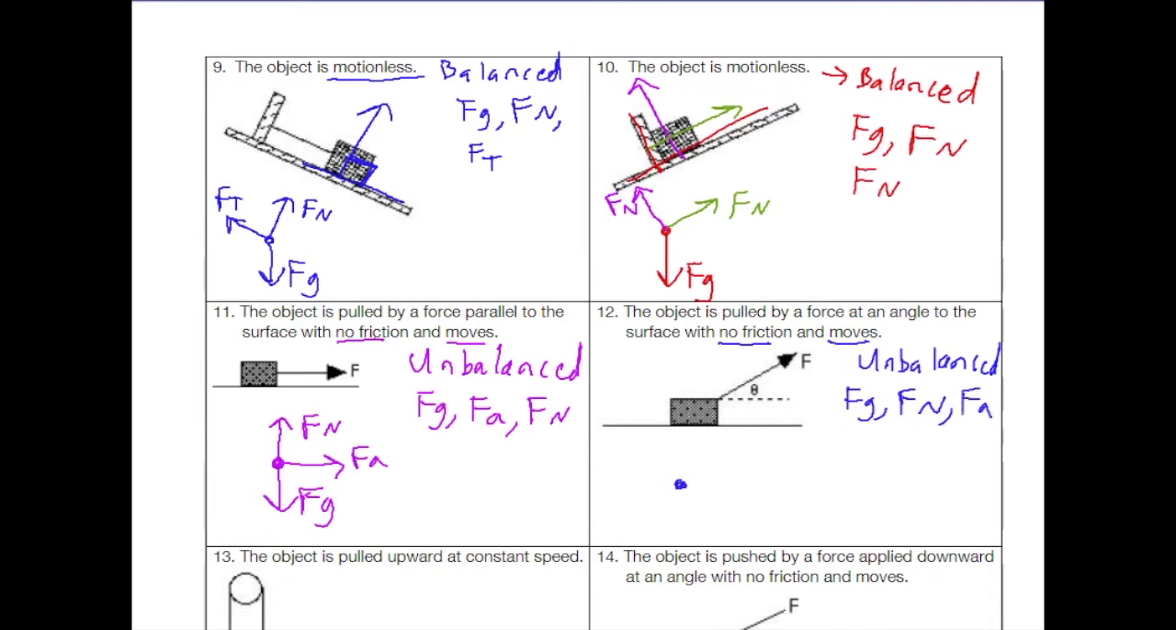Drawing our force diagram, we have force gravity pointing down. Force normal is going to point up still because it's a flat surface. And then this time our applied force is at an angle. So we're going to have an applied force at an angle on our free body diagram. And it's going to be at the same angle that our applied force is here.